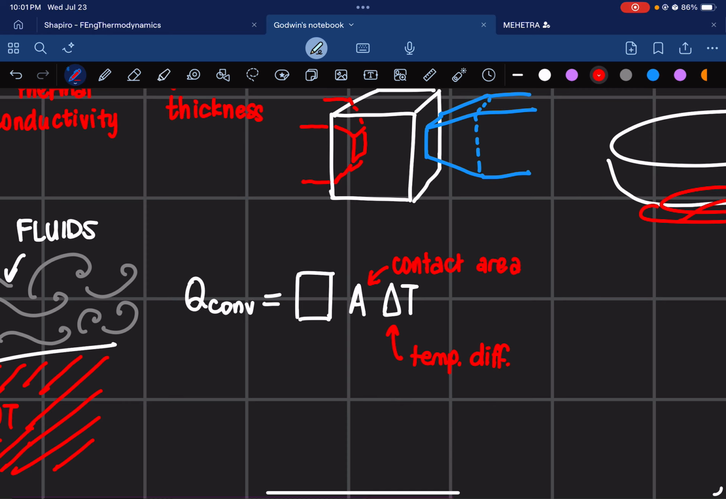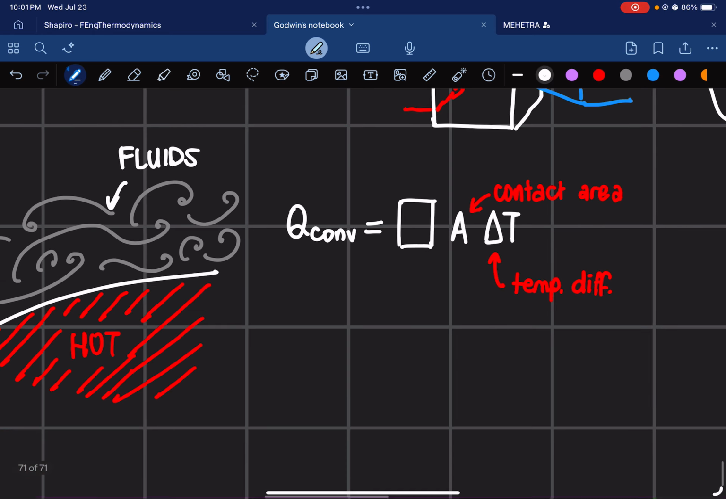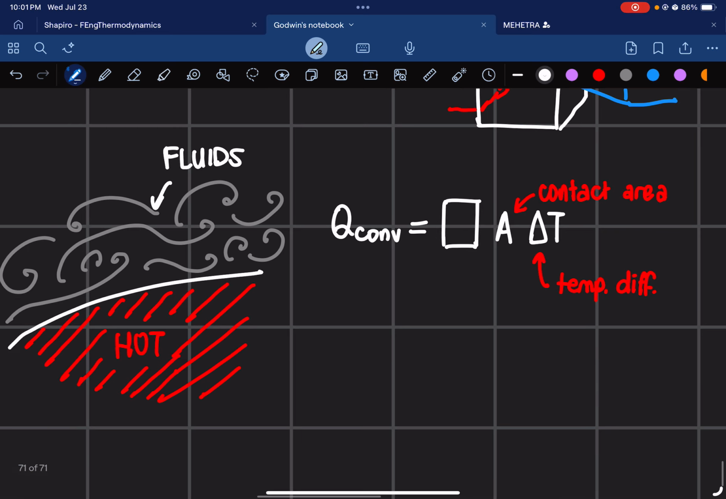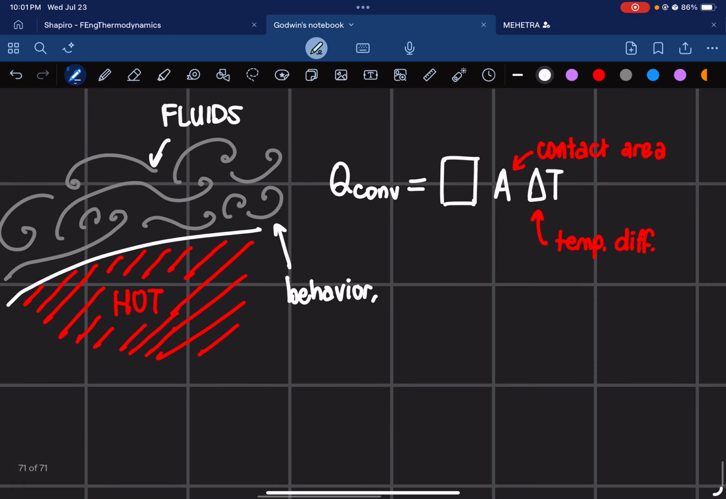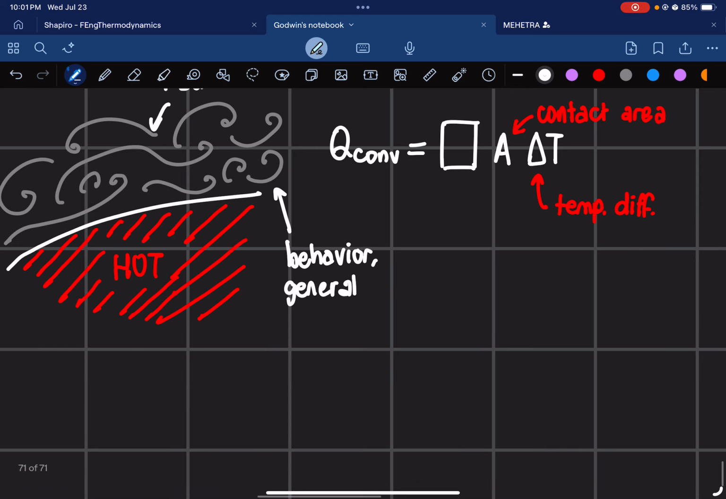And now, the final one, I feel like this might be the hardest one to spot, would be the behavior of the fluid. Not only the behavior of the fluid, but its general properties. We are talking about things like, for example, density. If a fluid is more dense, chances are it has more mass, so that you can transfer more energy to it so that it can take away more energy.